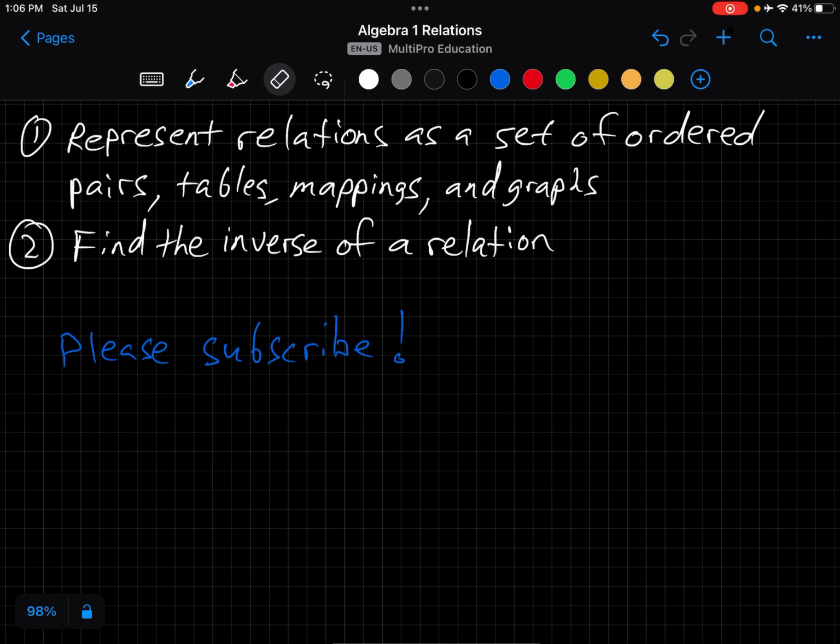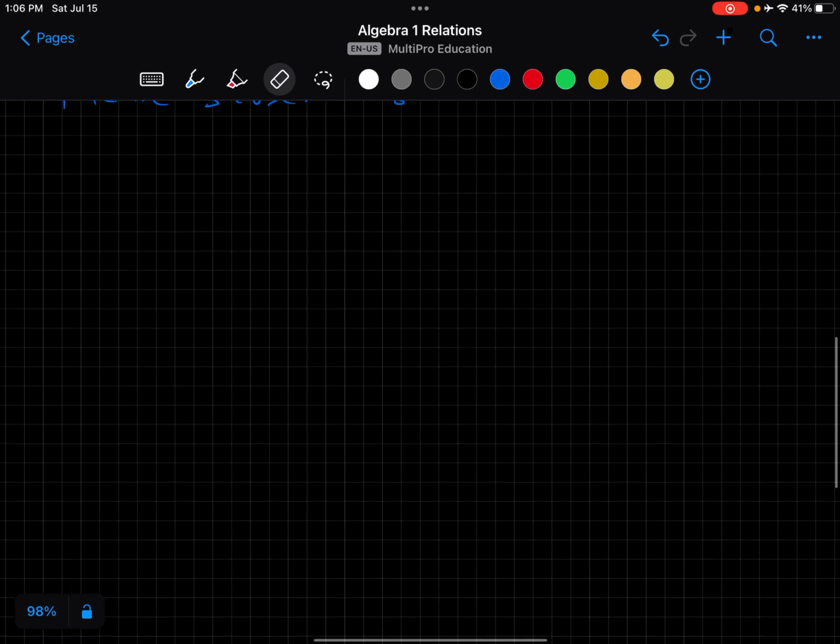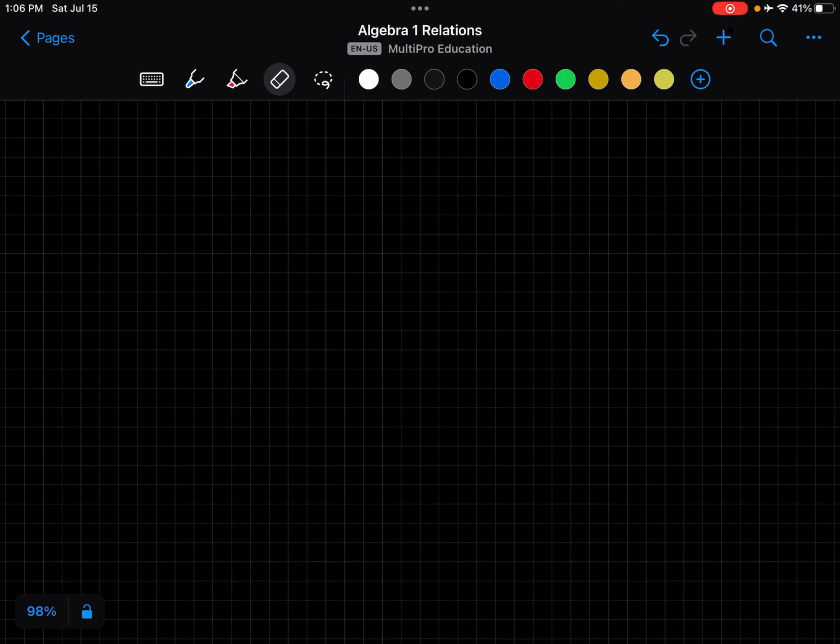So we have two goals today. One is we want to represent relations as a set of ordered pairs, tables, mappings, and graphs. And number two, we want to find the inverse of a relation. Interesting stuff. All right, let's go ahead and dive on in. Let's look at an example.